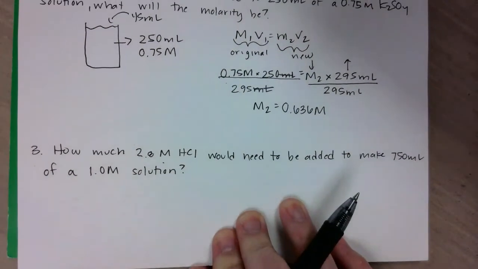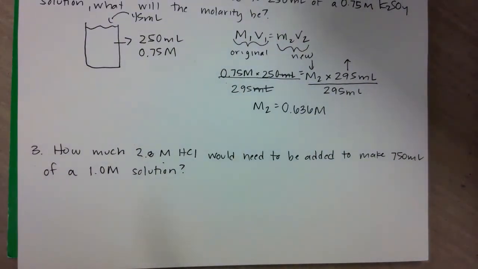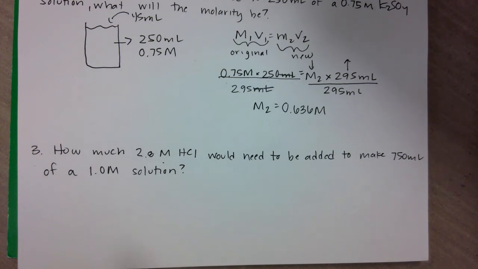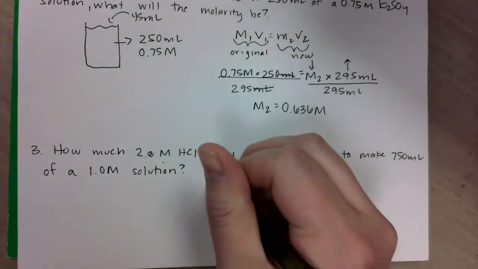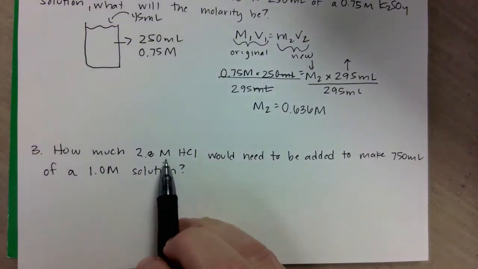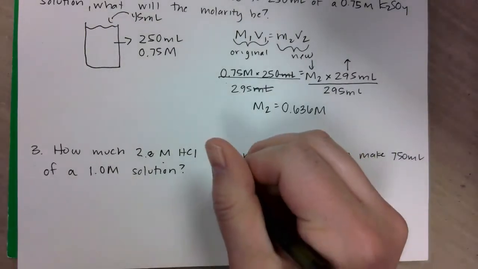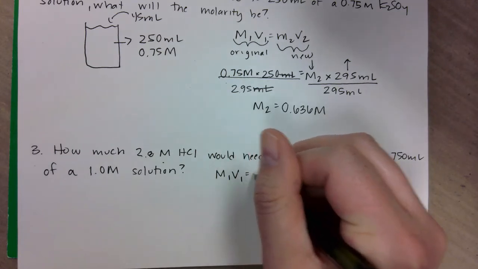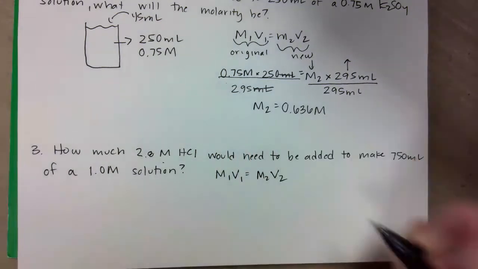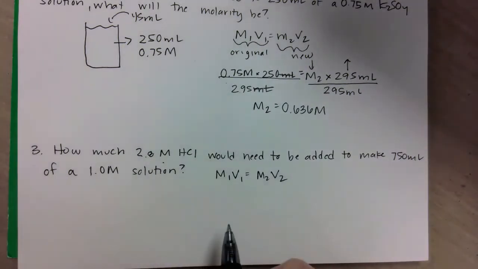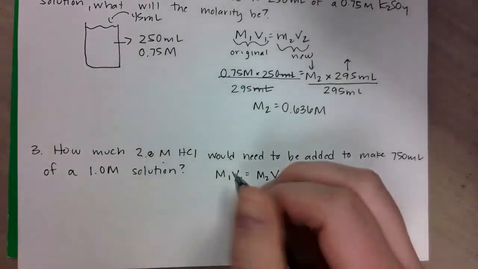And here's the last one. How much 2.8 molar HCl would need to be added to make 750 milliliters of a 1 molar solution? This is more the type of math that you're going to see. When I read through this problem, I recognize that I'm starting with a molar solution and I need to make a different molar solution. That's how I know I'm going to use M1V1 equals M2V2 here. Again, it's not important which one goes in the 1 and the 2, but I like to think of it as my original. So it's 2.8 molar that I'm starting with.